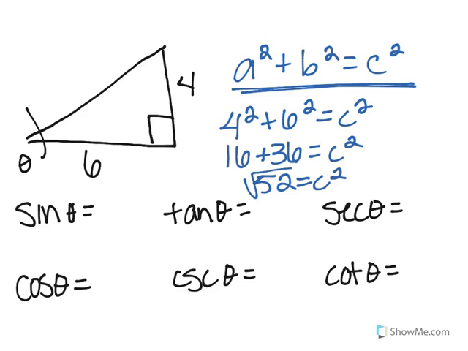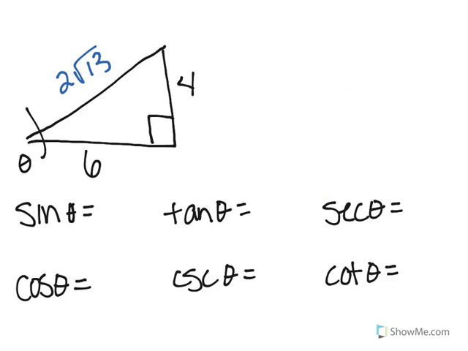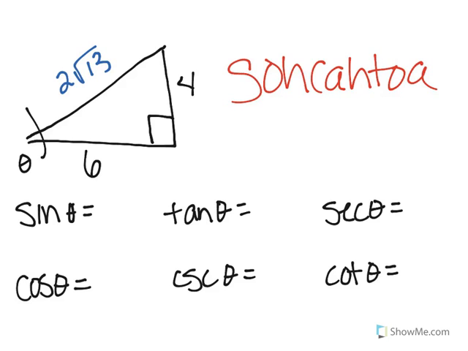So the square root of 52, let's see, 52 is 4 times 13, so we're going to say that c is 2 times the square root of 13, which is not a pretty number, but we can deal with it. So now the big thing we have to remember is our best friend, SOHCAHTOA. Remember, sine is opposite over hypotenuse, cosine is adjacent over hypotenuse, tangent is opposite over adjacent.